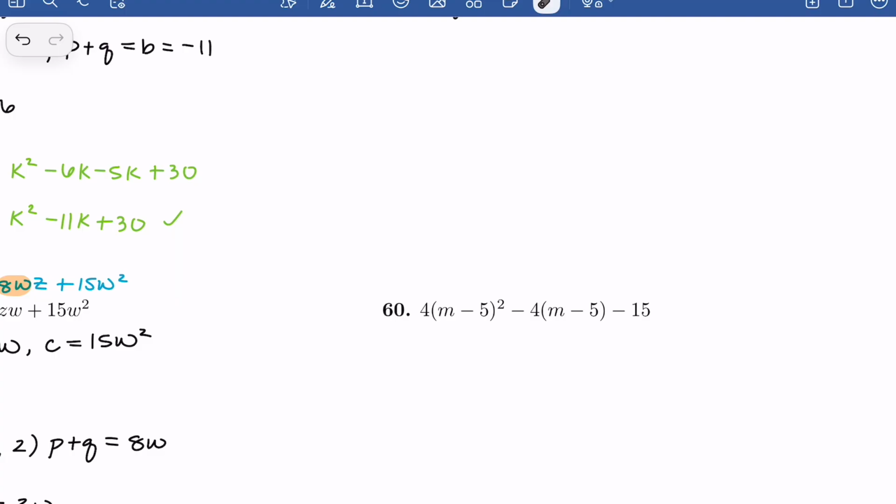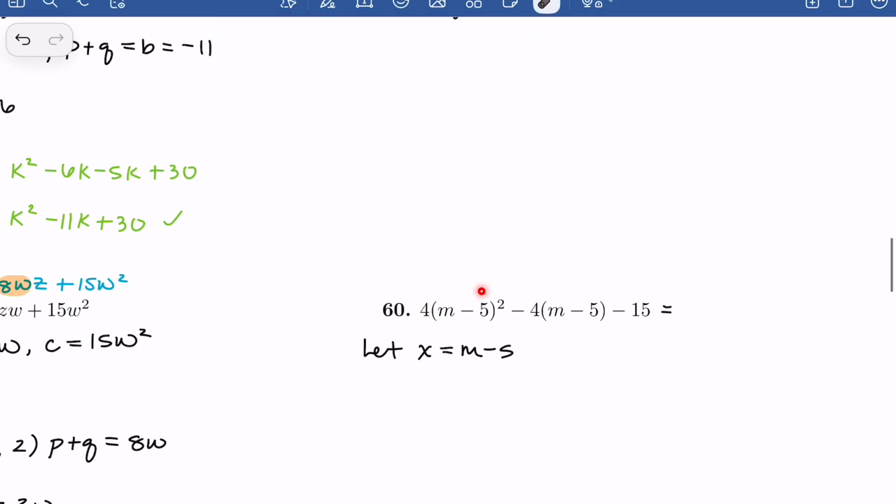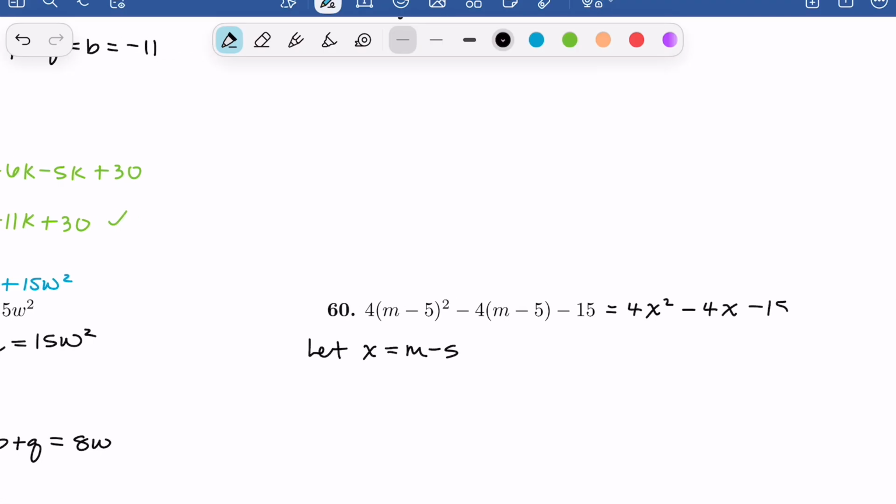Instead, what we can do is we can substitute in a value. So what if I say, let's let x be equal to n minus 5. If x is equal to n minus 5, then we can rewrite this entire polynomial in terms of just this x here. So we have 4 times n minus 5 squared, so that could just be 4 times x squared, since x is n minus 5. Then we have minus 4 times n minus 5, so 4 times x, minus 15. So by doing substitution, we made this polynomial a little bit simpler to work with.